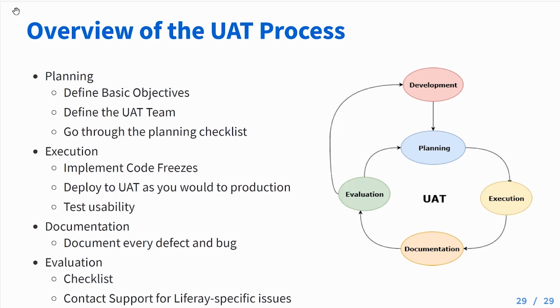We're going to implement our code freeze, meaning developers can't create any new content. We're going to deploy that to UAT as you would to production with the same exact steps, and then we're going to test the usability. After that, we're going to document every bug that we find, make sure that we have a nicely documented list of things that we need to fix going forward.